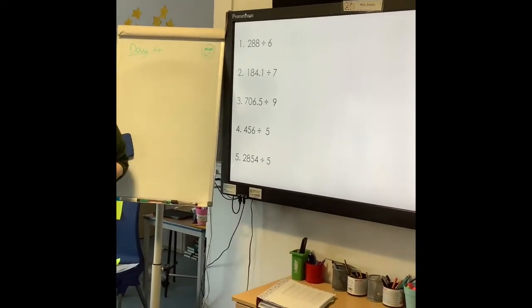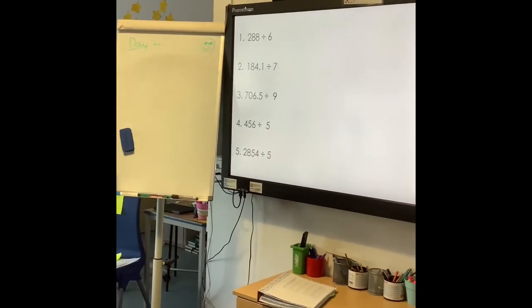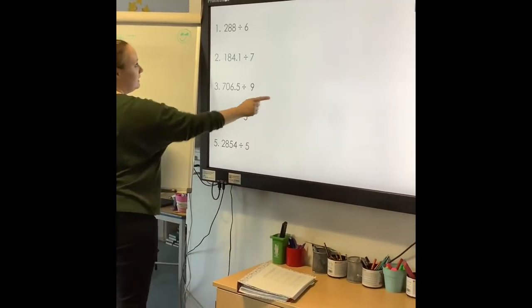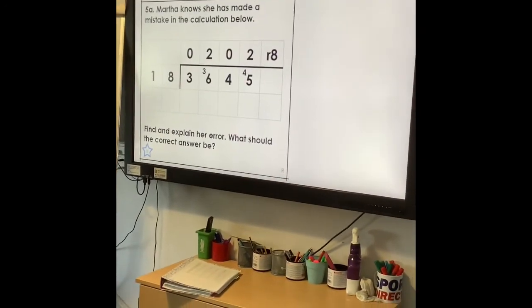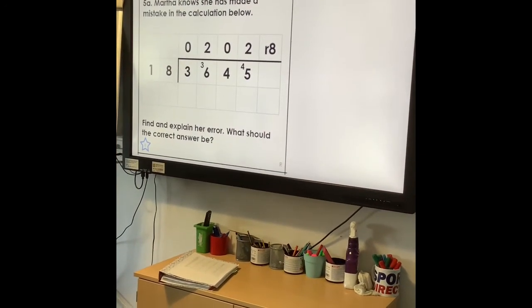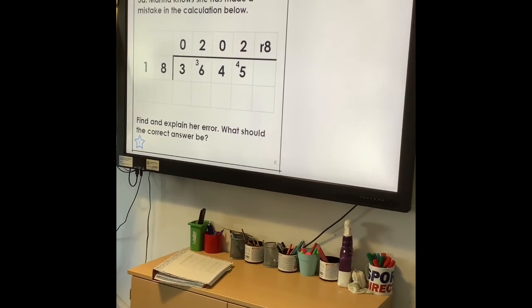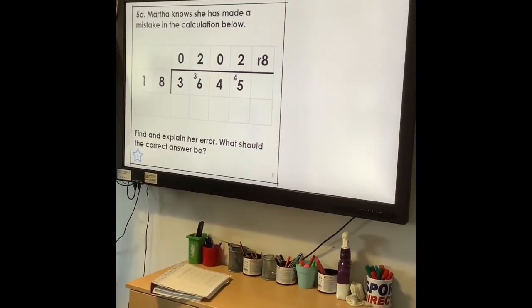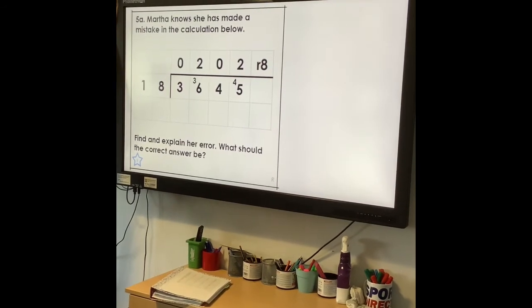So, I will now talk you through today's problems, and then you can pause the video between each and have a go. Problem number 1. Martha knows she's made a mistake in the calculations below. Find and explain her error. What should the correct answer be? Pause the video, have a go.